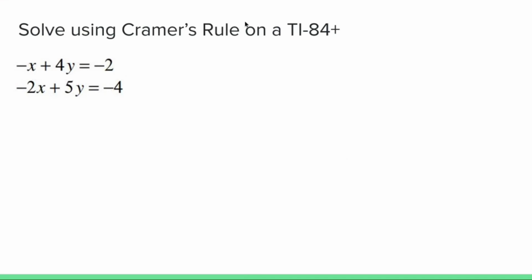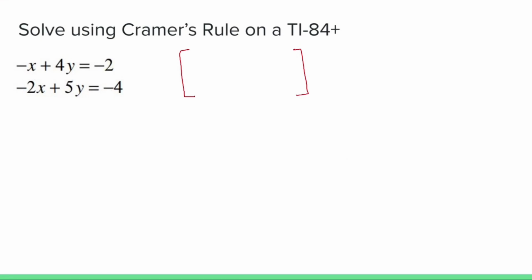Solve using Cramer's rule on a TI-84+. This is also known as reduced row echelon form. What you do is turn the coefficients of your system of equations into a matrix and let your calculator do all the work. In order for us to make this work, we have to make sure that everything is in the order where it's alphabetical, equal sign, number. And that's what we have here: X, Y equals number. So that's good. What we're going to do is turn the coefficients into a matrix.